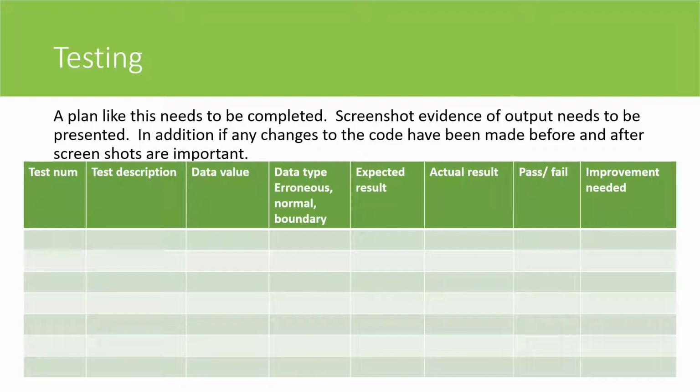A test description, the data value that was actually entered, the data type, so whether it's erroneous, normal, or boundary, the result that we would expect to have if everything works fine, the actual result. If everything does work fine, then this should be the same as the expected result, and for the test to pass, the actual result needs to be the same as the expected result, and then no improvement will be needed. However, if the test fails, then we need to state what improvement needs to be made, and also we need to state what the actual output was.